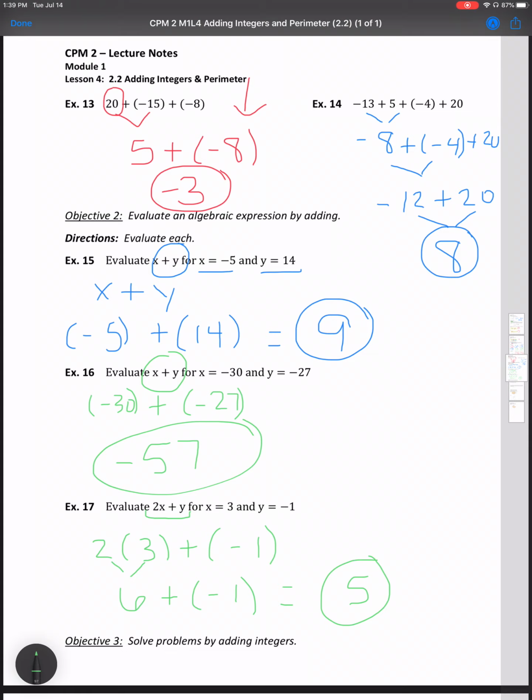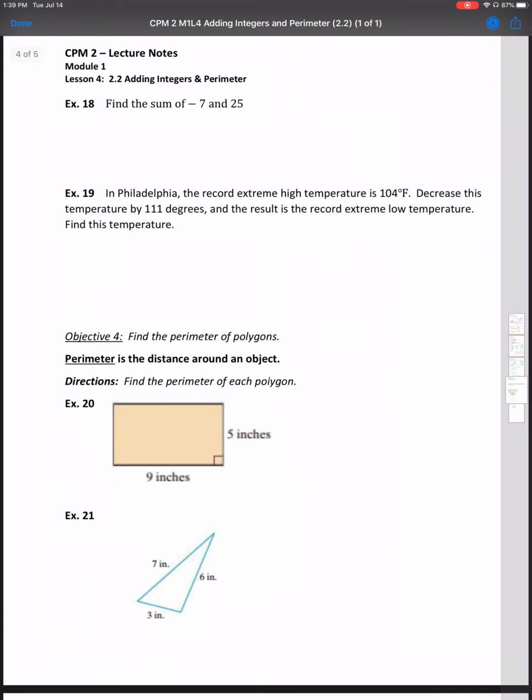Okay, moving on to objective 3, solve problems by adding integers. Number 18 wants us to find the sum of negative 7 and 25. If you don't know what the word sum is, we don't even know what to do, right? Remember, sum is just telling us to add. So if I add negative 7 plus 25, am I going to have same sign or different signs here? Different. So I'm going to subtract, keep the sign of the larger.